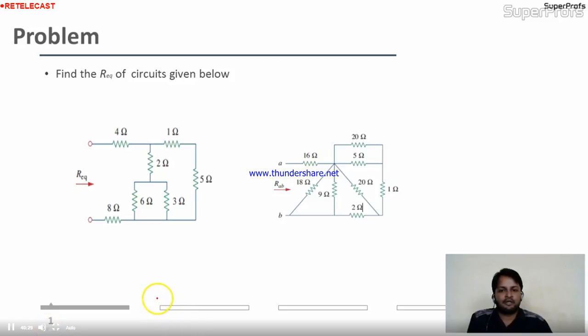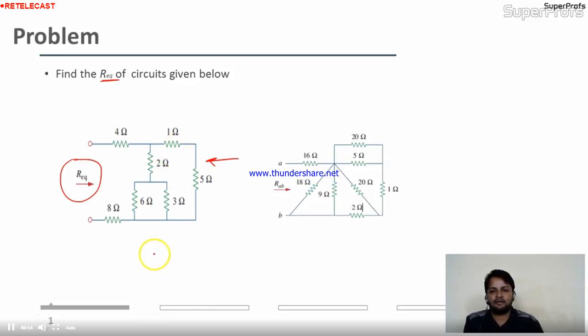See the problem here. They are asking to find out the R equivalent of the circuit. I told you to find the R equivalent, start from the last portion of the circuit or ending portion of the circuit. See, 1 and 5, these two resistors are connected in series. So the combination of these two is 6. Is it okay? Why am I adding this? Because we know we can add. So the resultant will be 6. Is it okay? And it will become one branch.